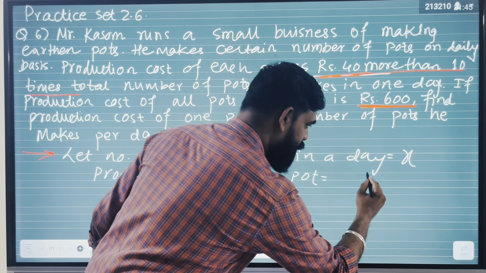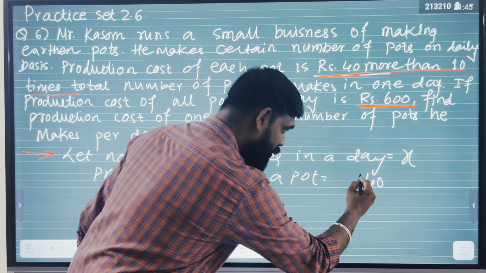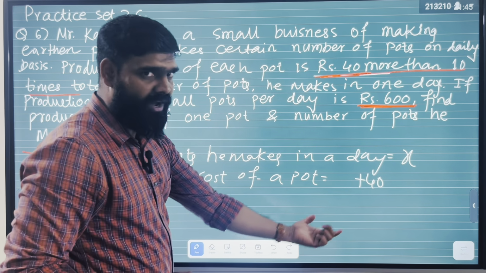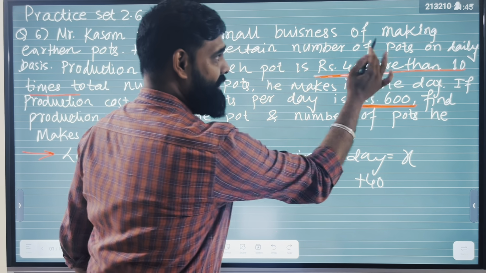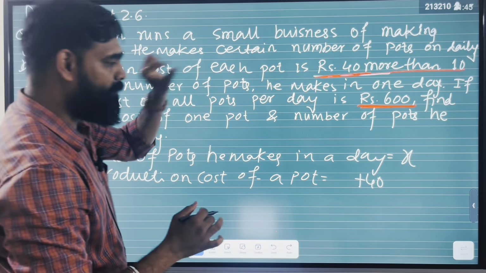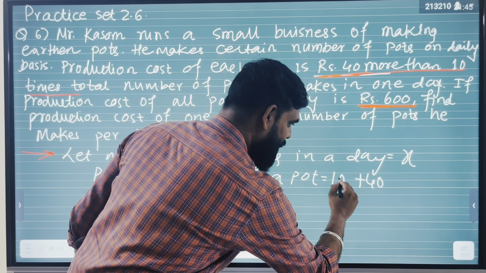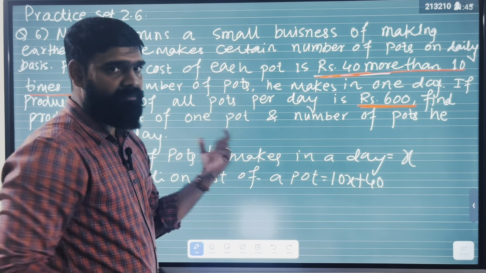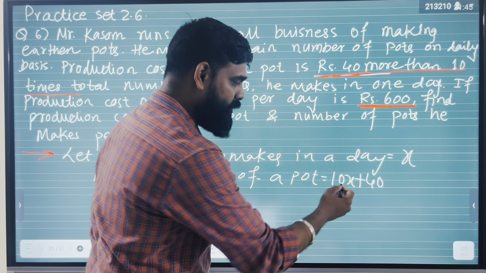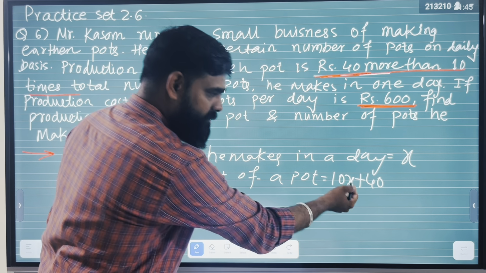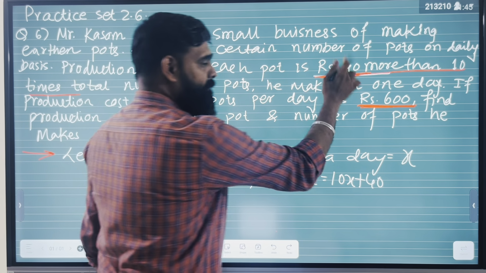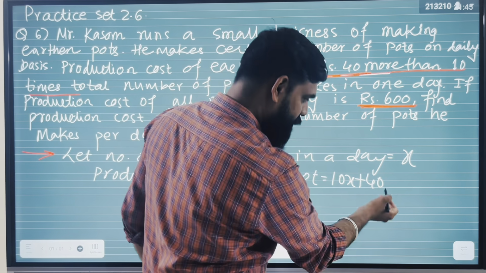Okay, 40 more means we have to add 40 more than 10 times the total number of pots. Total number of pots we have assumed x. So we have to multiply x by 10, because they have given that it is 40 more than 10 times the pots which are made in one day. Okay, so this is the condition.